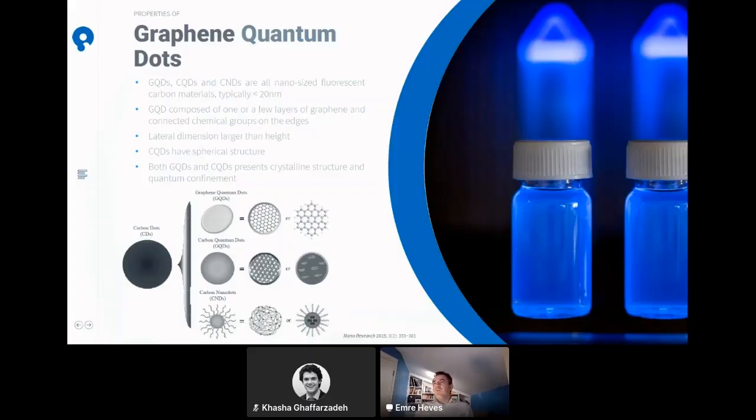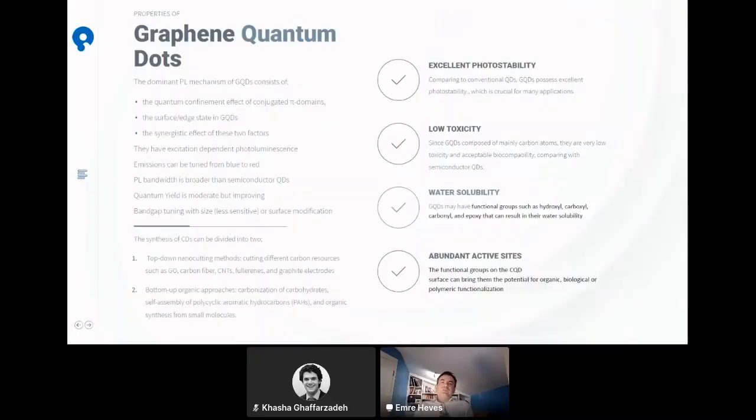and both carbon quantum dots and graphene quantum dots present crystalline structure and quantum confinement. So the dominant photoluminescence mechanism of graphene quantum dots consists of the quantum confinement effect, such as in the other versions of quantum dots. And in addition to that, their surface edge state can be a dominant effect in their PL mechanism. And the last one is the synergetic effect of these two factors.